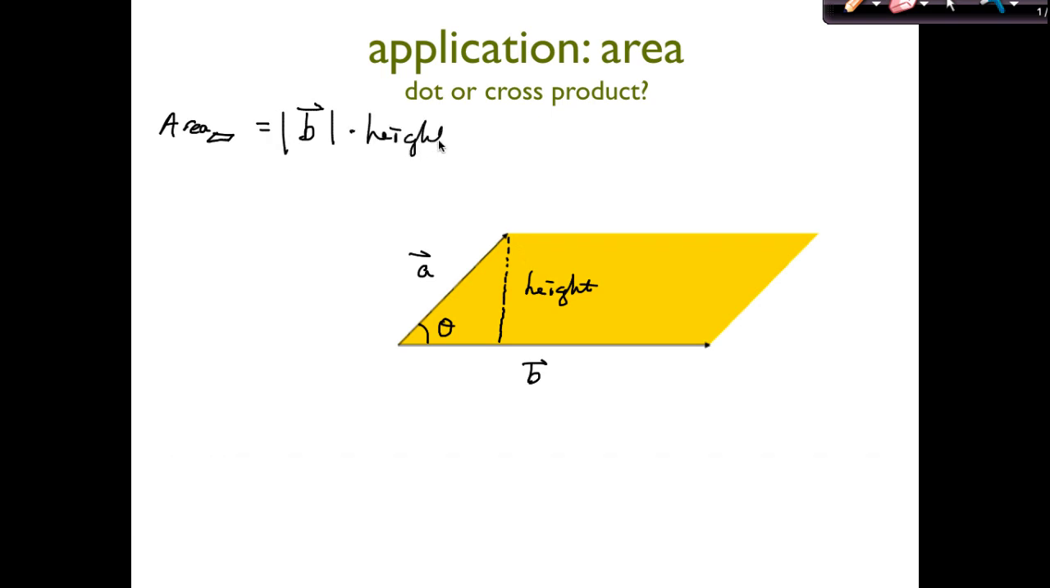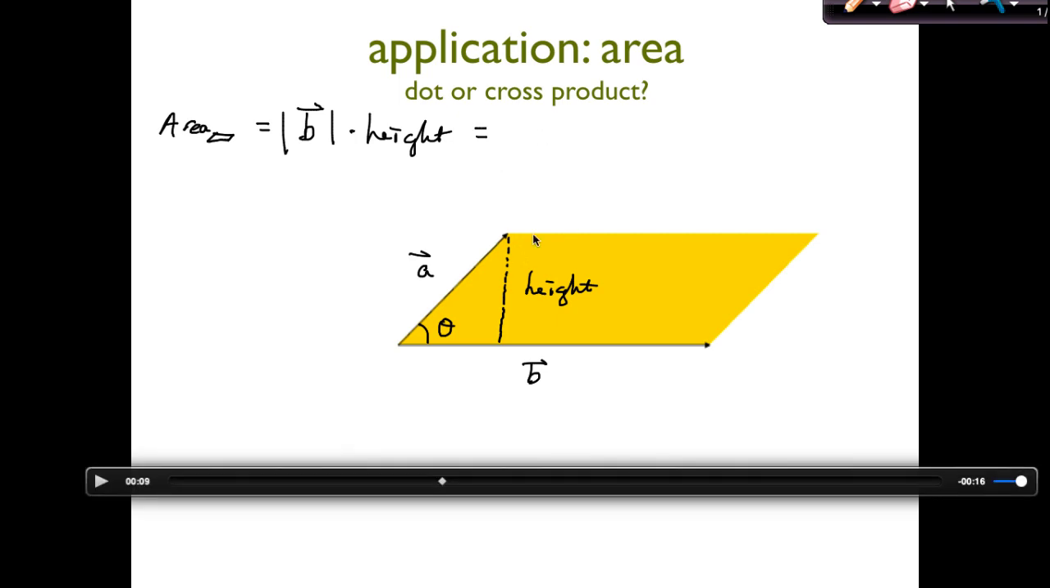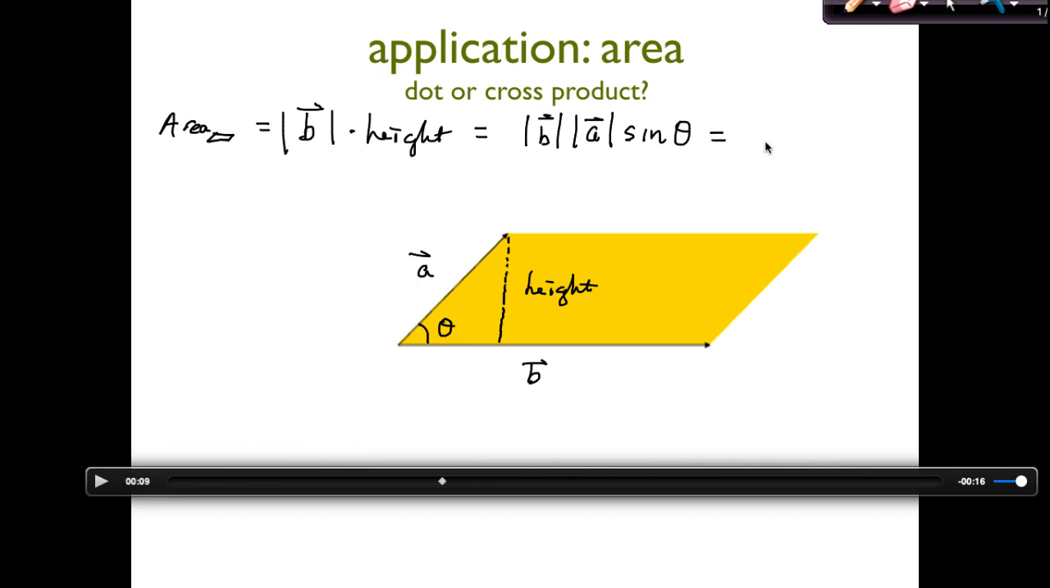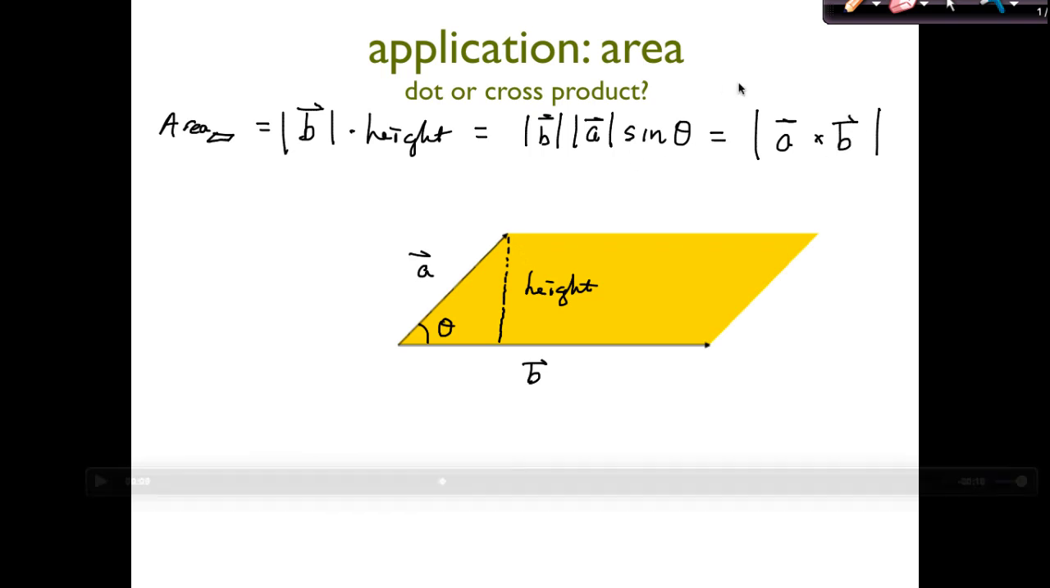Go ahead, Andrew. I was going to say magnitude of A times the sine of theta. Right, and to get the height, he's saying magnitude of A sine theta. Do you see that? That's the opposite side. So the magnitude of the base times the height, which is magnitude of A sine theta. And what is that? Magnitude of the cross product, right? It's not the cross product, it's the magnitude of it, because the cross product is a vector.